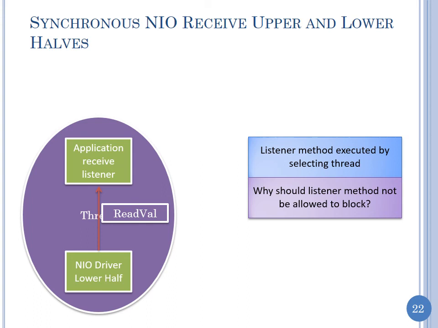Okay, so this is like saying that our interrupt routine should not block or the lower half should not block. Okay, because the listener method is invoked by the select thread. Select thread corresponds to the lower half. So we are saying the lower half can execute the select method. That's okay, but the listener methods that it calls should not block. In other words, the select method should be the only method that should be called by the lower half. Okay. So why are we saying that?